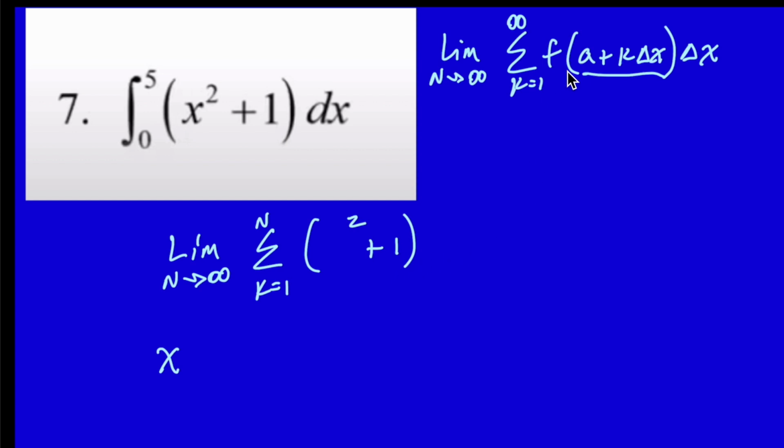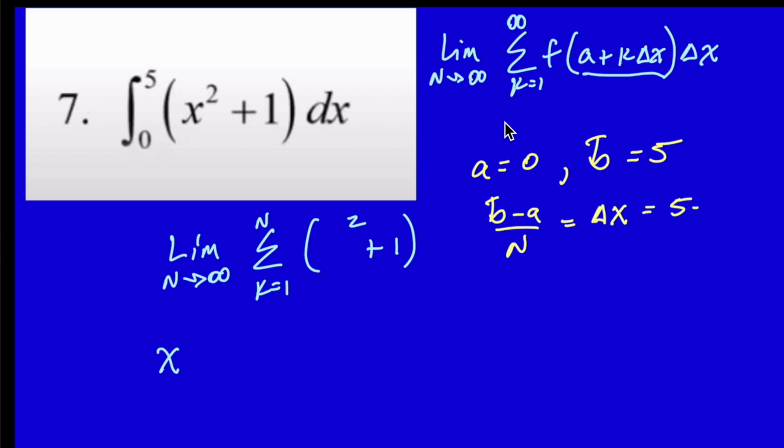So we need to find our a and our delta x. We know that a equals 0 and b equals 5. b minus a over n is going to be our delta x. That's going to be 5 minus 0 over n, or 5 over n.